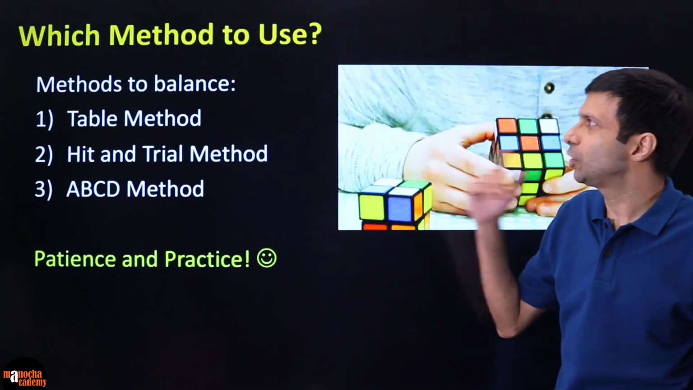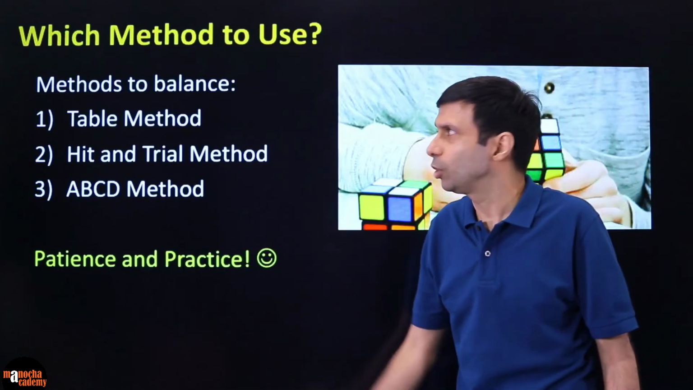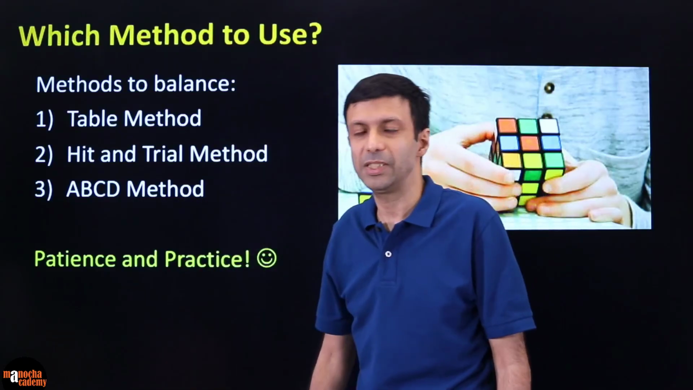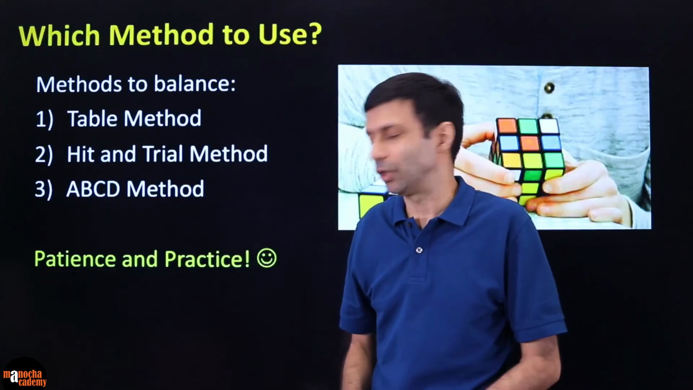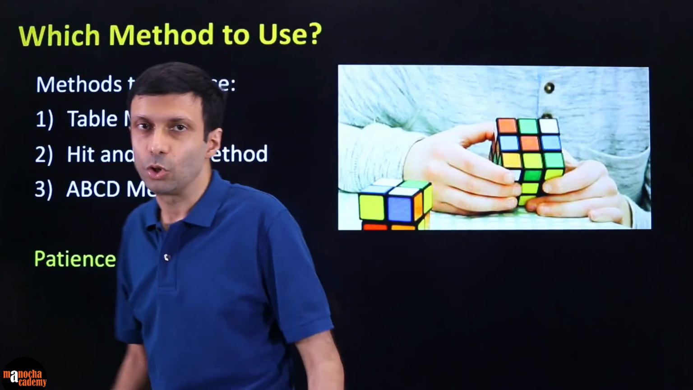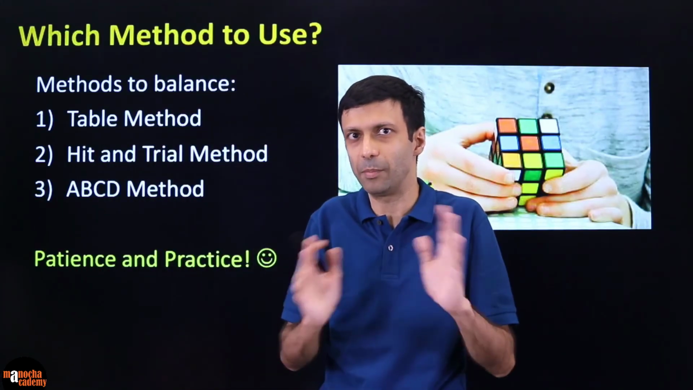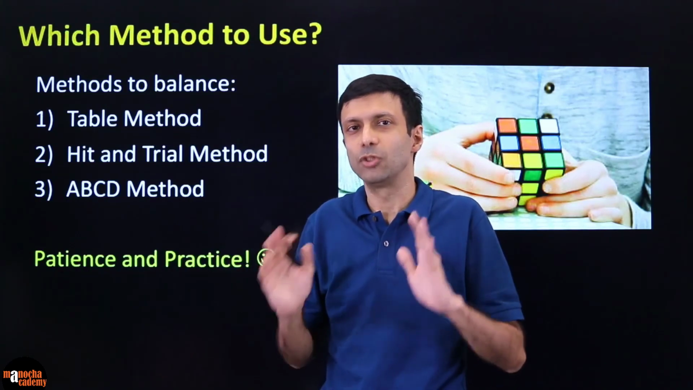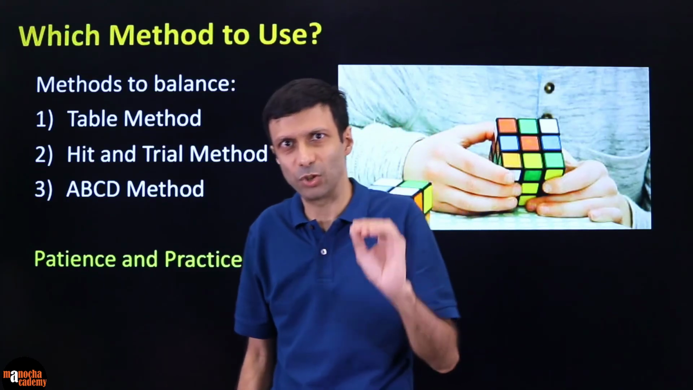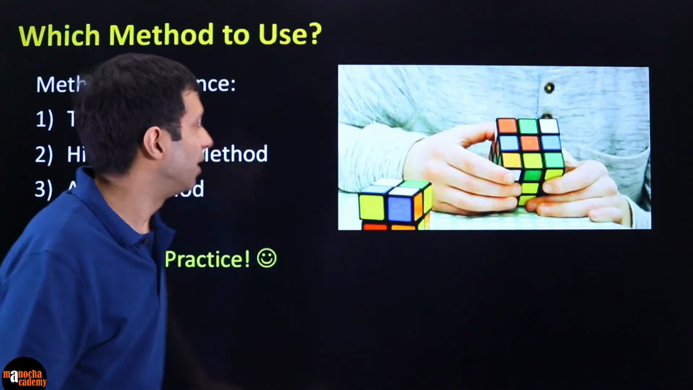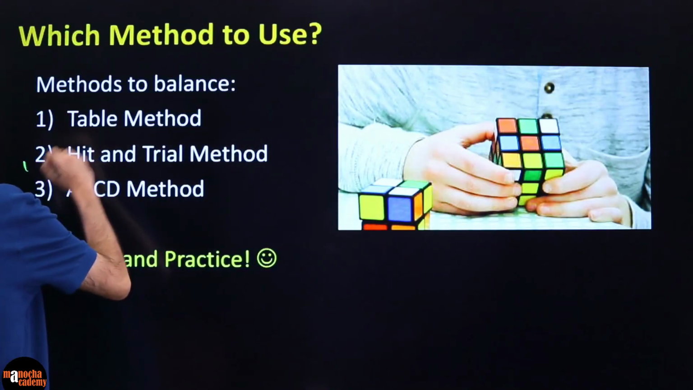So the big question is, which method should you use? Should you use the table method, hit and trial, or ABCD method? My recommendation is, use the table method to understand balancing, to formally write the table and see if it's balanced or not. So that is for understanding balancing. But once you're comfortable with it, it is recommended to go for hit and trial.